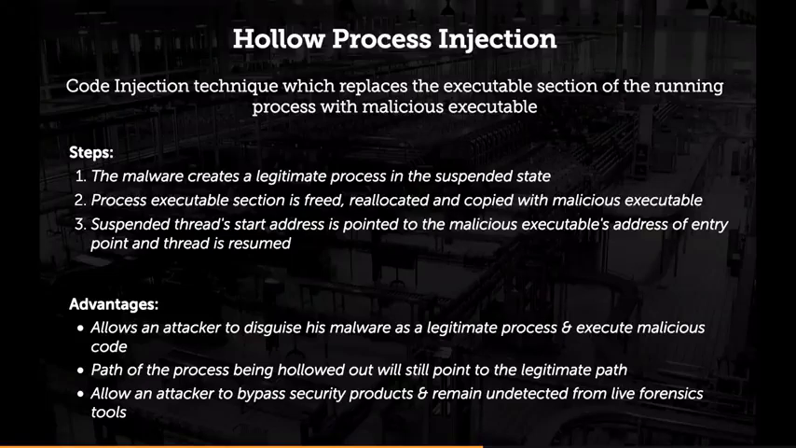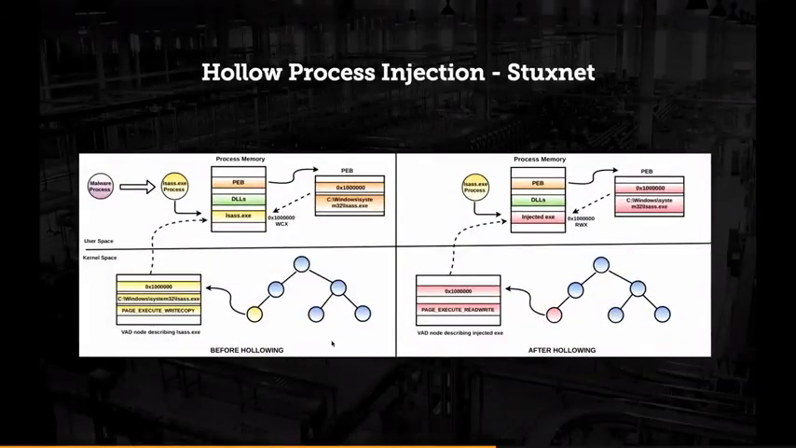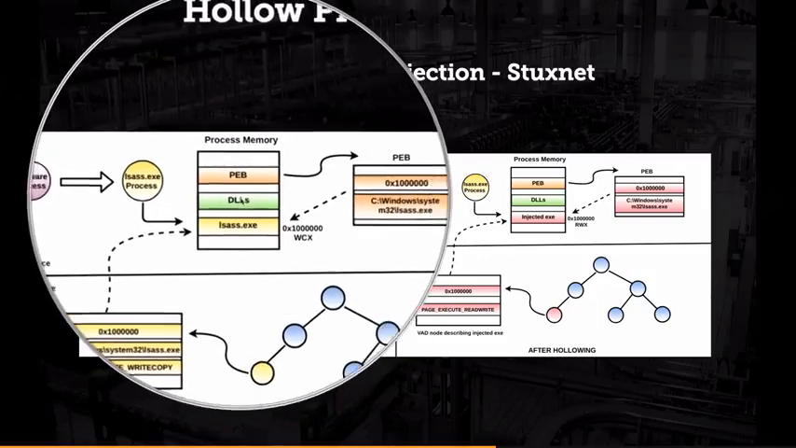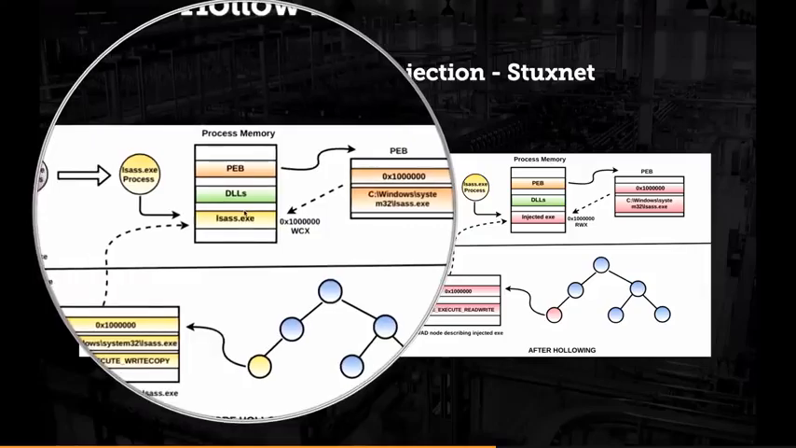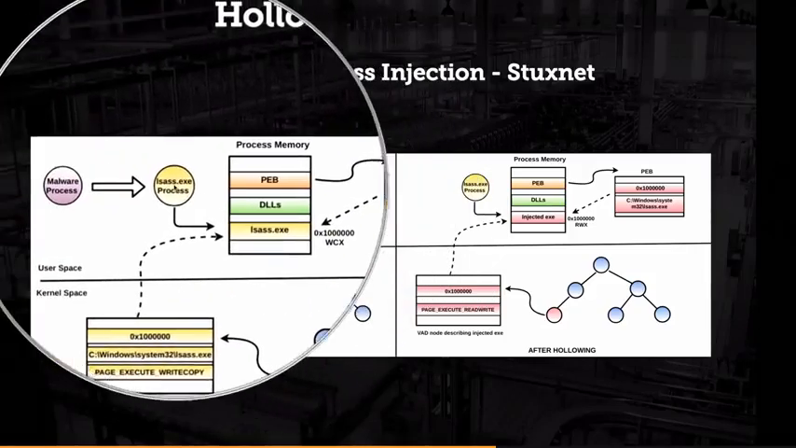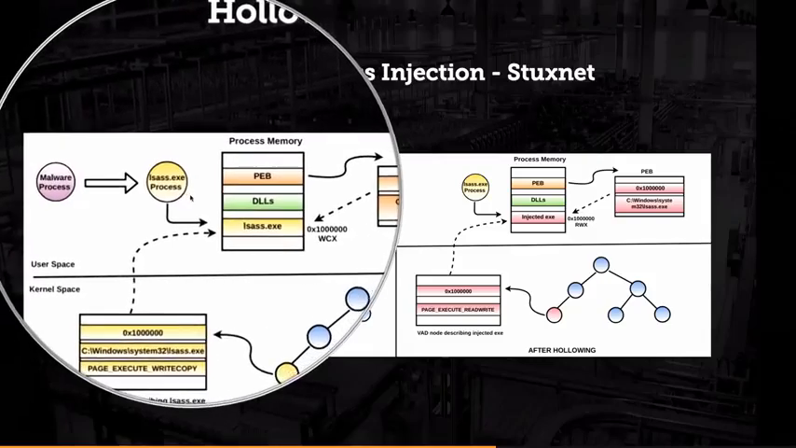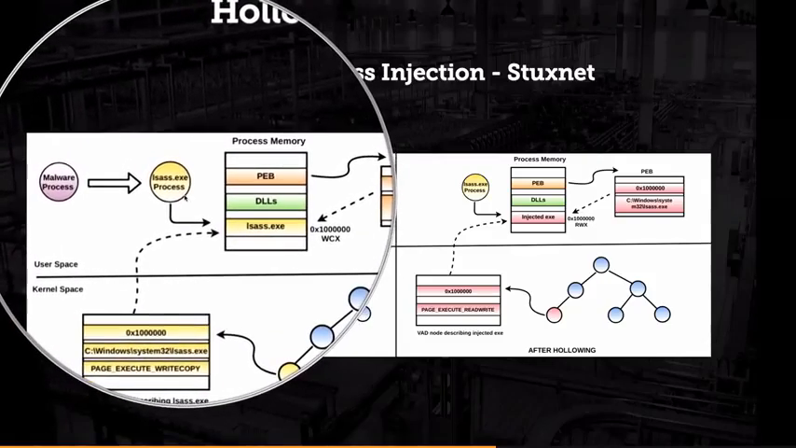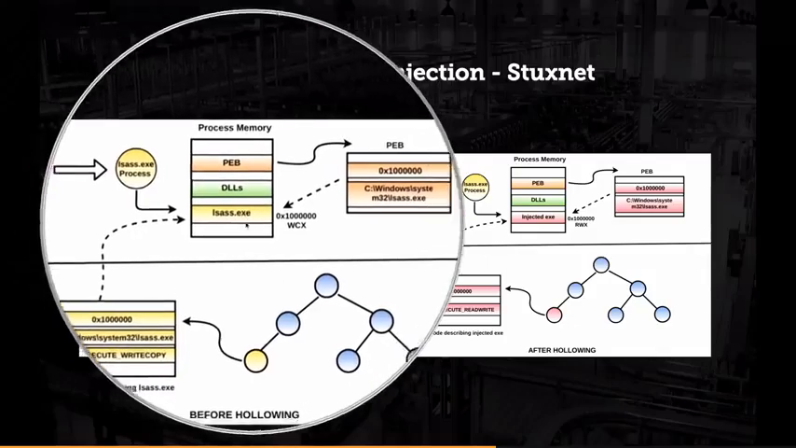Okay? So let me quickly talk about one of the malware that does that. Stuxnet is one of the malware that does hollow process injection. Before I talk about hollow process injection, let me give a quick background on process memory internals. So let's say, for example, you have a program, you double click the program. What will happen is the process is created. The process executable is loaded into the memory.